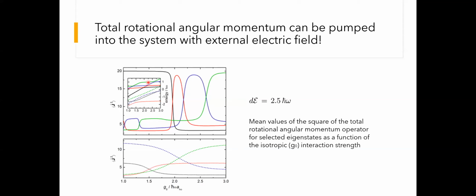Only M stays as a correct quantum number, and because of that and coupling of the states, we can really see that we can pump the rotational angular momenta into the system with an external electric field. So the message from here is that with an electric field we can control the rotational properties of the system. Okay, this is another building block of our story.